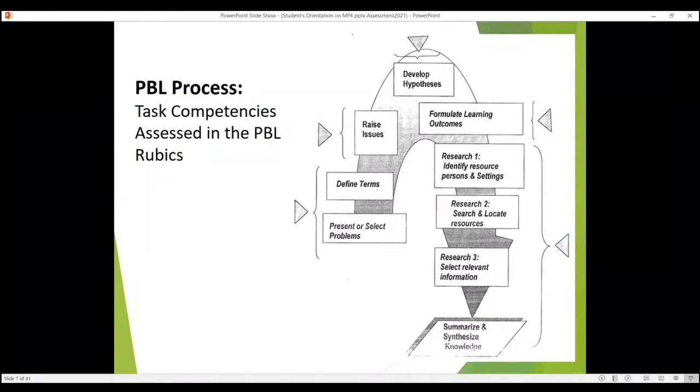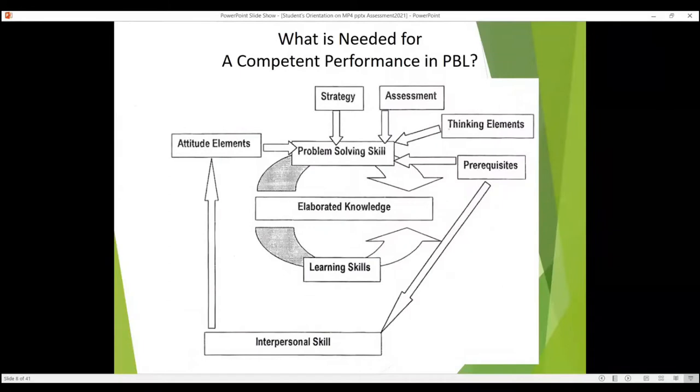Now, these are the competencies we are going to assess, because these are the things you are going to demonstrate. In order to be a competent PBL performer, you should have all these qualities. If not, we will try to inculcate and encourage them, with encouragement from the PBL tutor. So what I'm trying to say is that if you want to perform actively in the problem-based learning tutorial, you must have interpersonal skill.